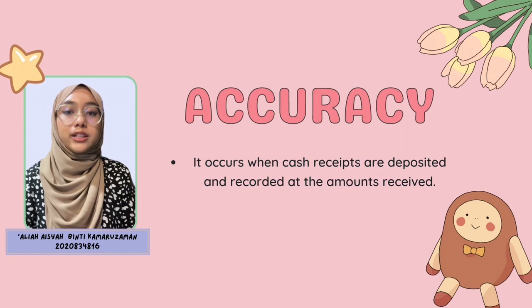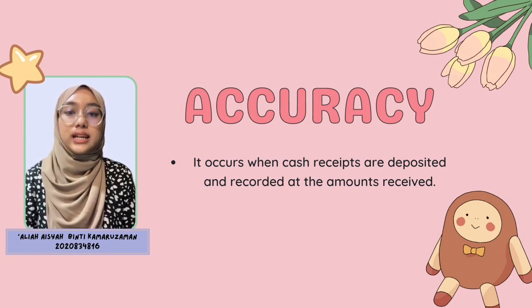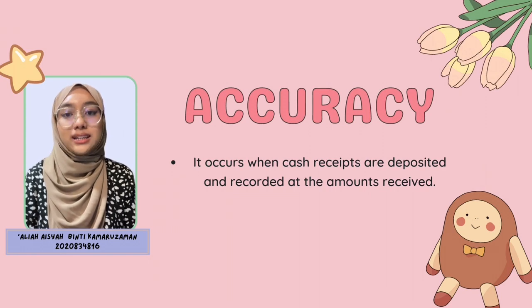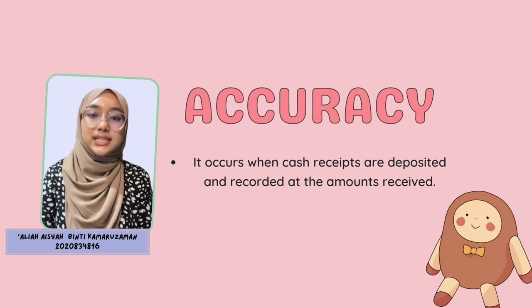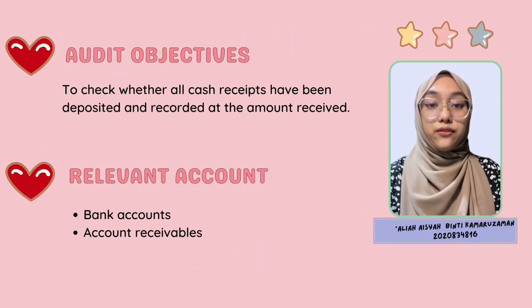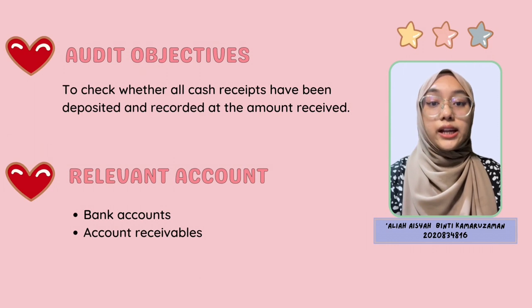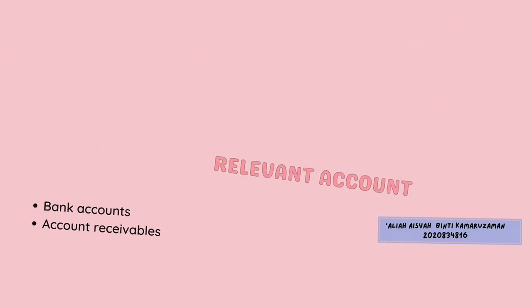Now, I'm going to explain the third assertion in cash receipts, which is accuracy. It occurs when cash receipts are deposited and recorded at the amounts received. The audit objective is to check whether all cash receipts have been deposited and recorded at the amount received. There are two relevant accounts, which are bank accounts and accounts receivable.